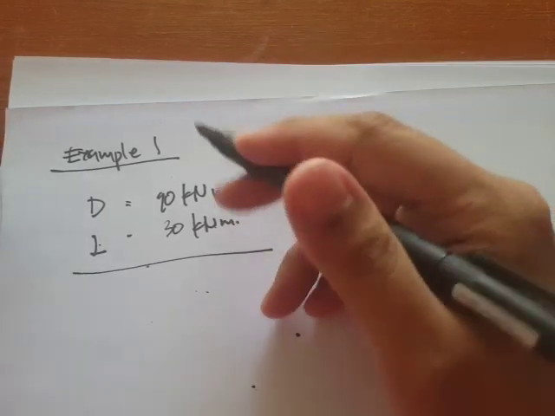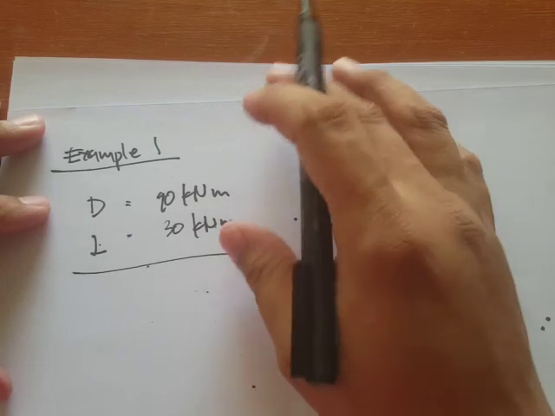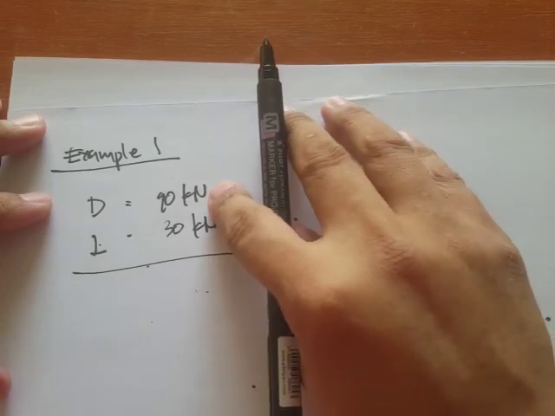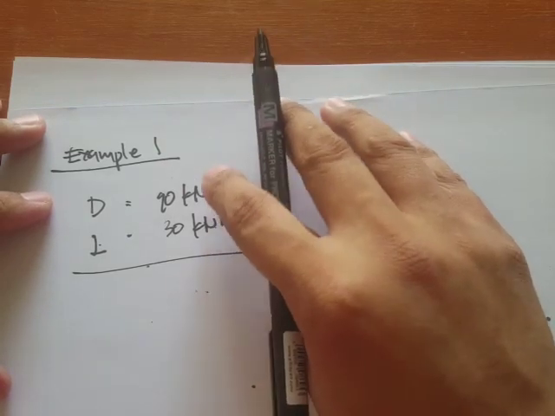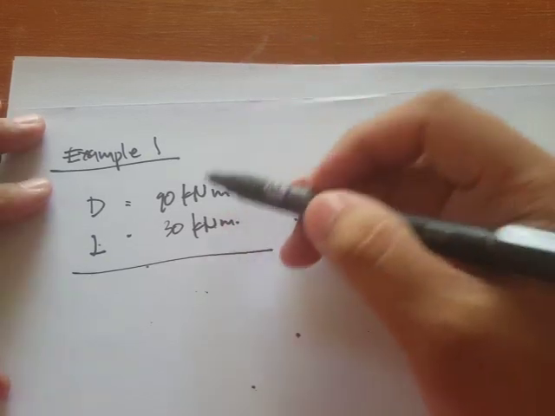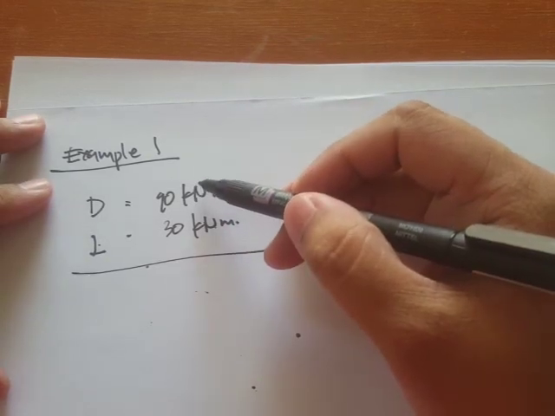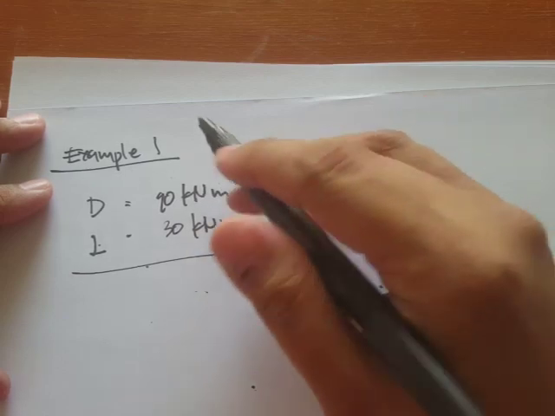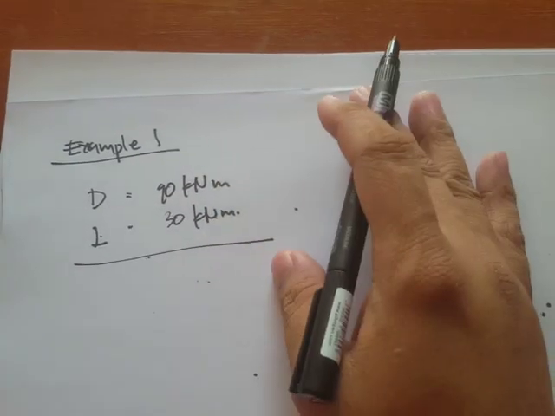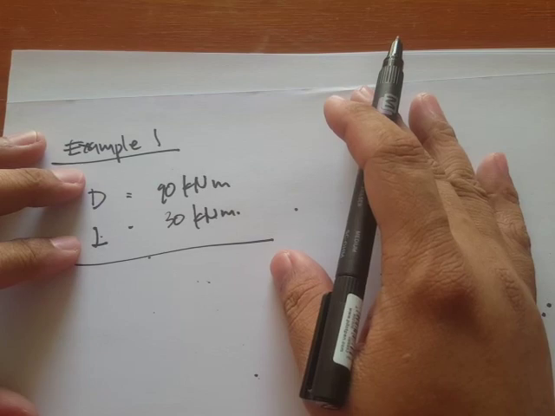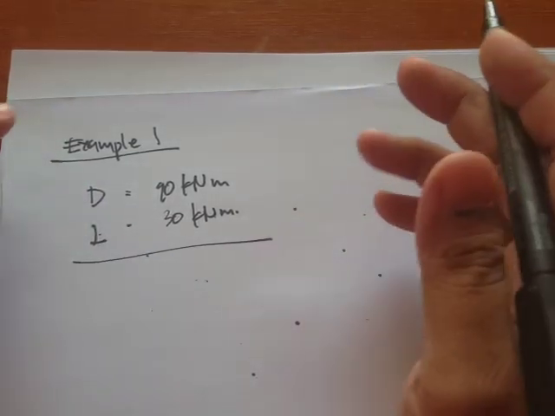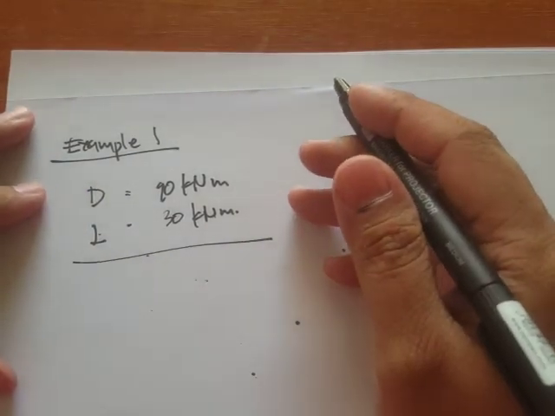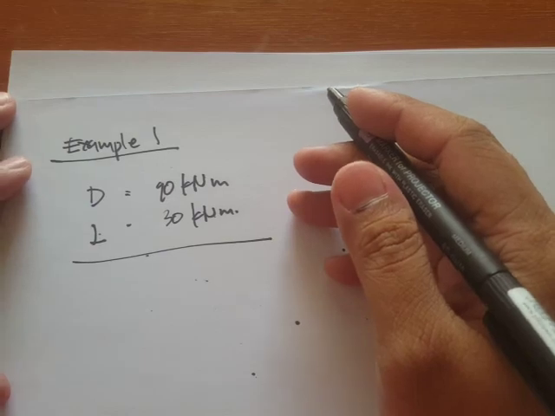axial loads. So if it's shear or axial, then that's going to be 90 kilonewton. And if it's a bending moment, then that's going to be kilonewton and the moment arm, so kilonewton meter. Okay, so now let's consider this. We have a dead load of 90 kilonewton meter and a live load of 30 kilonewton meter. So find the critical load.